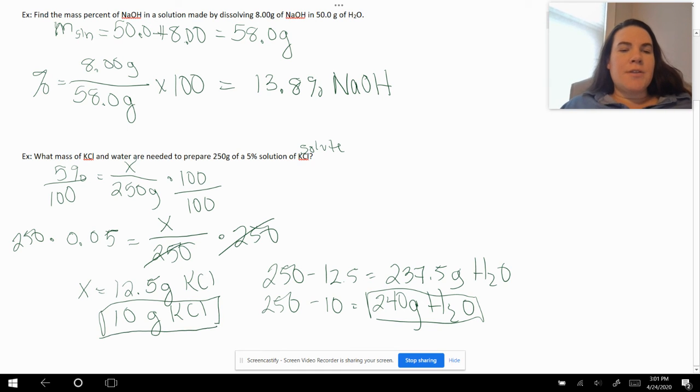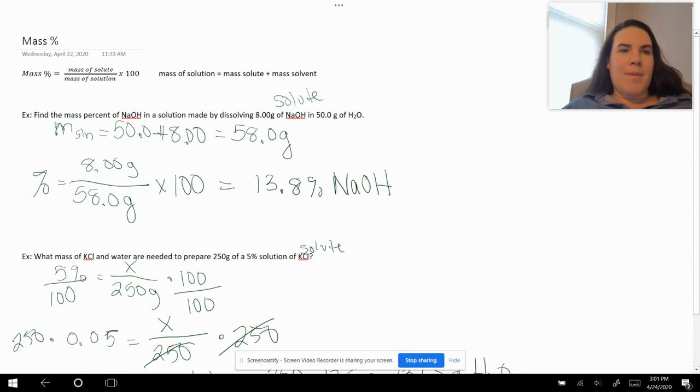All right, this one you could also solve. So we solved for the top. You could also solve for the mass of the solution. You're going to get all the numbers except for the one you don't know. But that is percent by mass or mass percent, our first unit of concentration.